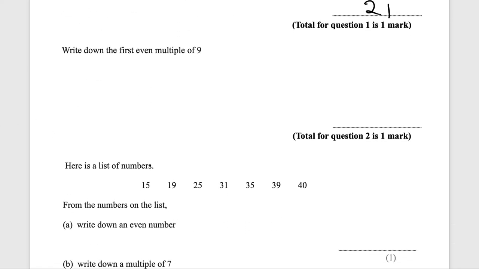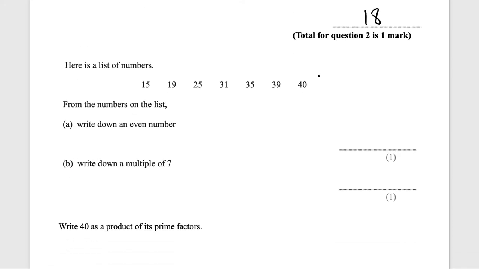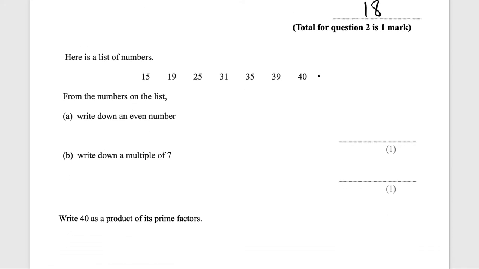Next question, write down the first even multiple of 9. Let's write down the multiples: 9, 18. 18 is an even number, and so that will be your answer. Again, for 1 mark.